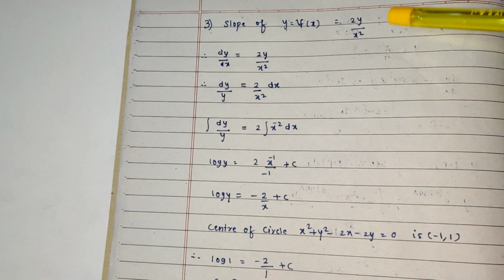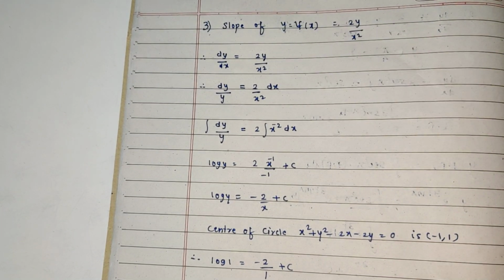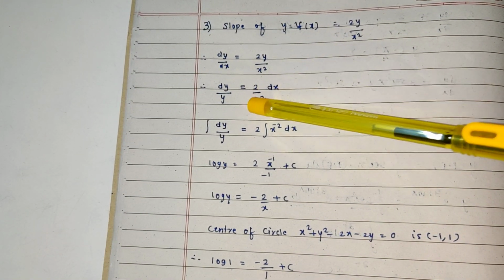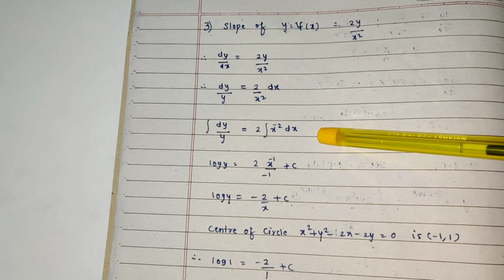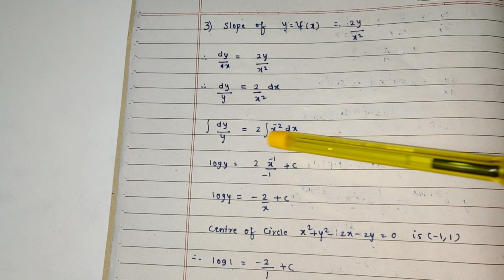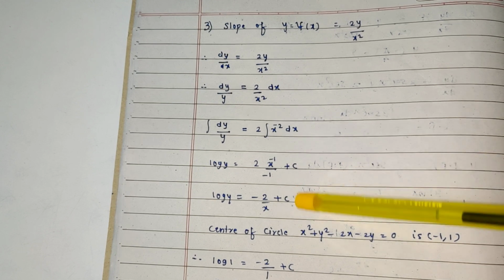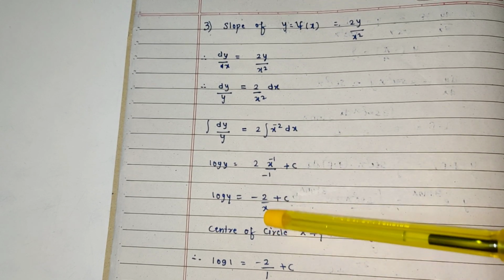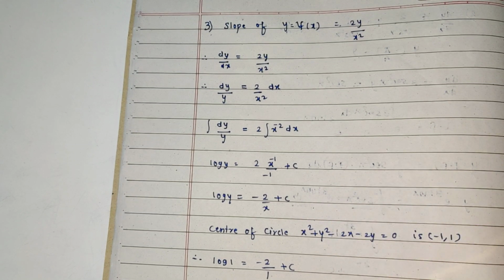Slope of tangent to the curve is 2y upon x square. So slope of tangent is dy by dx, which equals 2y upon x square. Variable separable form is dy upon y equals 2 upon x square into dx. On integrating both sides, integral of dy upon y equals integral of 2 times x raised to power minus 2 dx, which is log of y equals 2x raised to power minus 1 upon minus 1. Log y is equal to minus 2 upon x plus c.